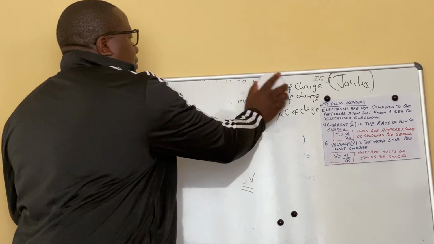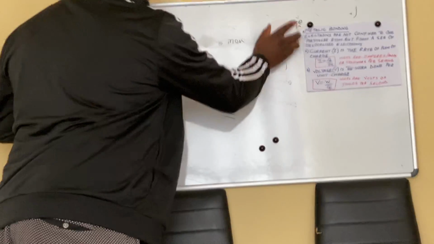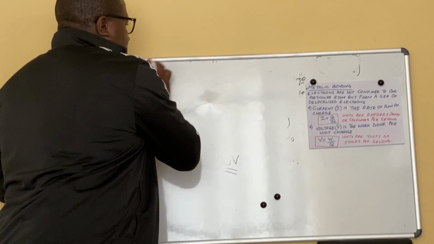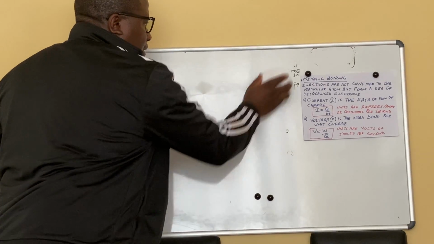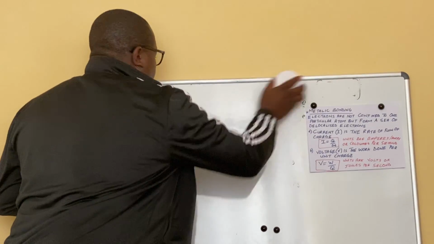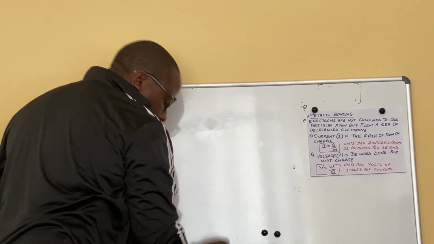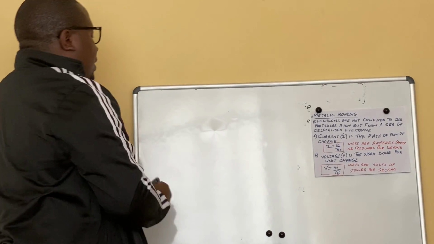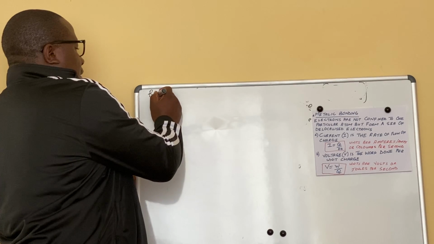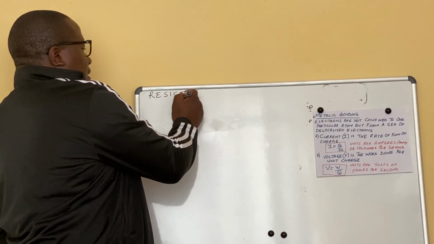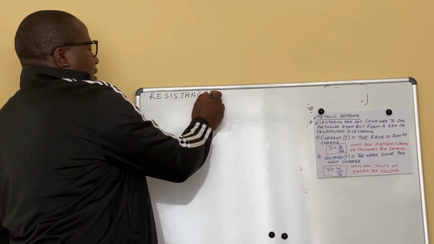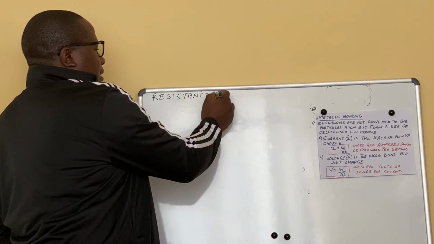So we have talked about two things so far. We've talked about voltage and we've talked about current. So there is a third quantity that we must look at, that is called resistance. The symbol for resistance is capital letter R.